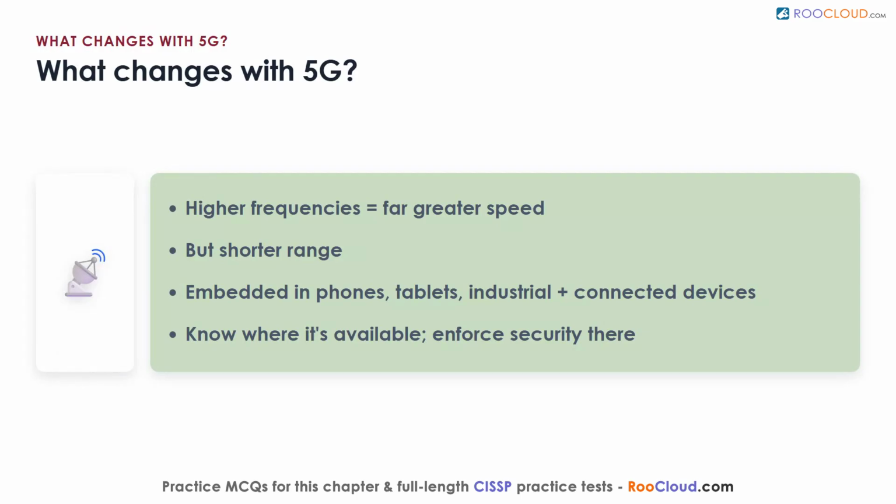What changes with the 5th generation? It reaches for much higher speed. By using higher radio frequencies than earlier generations, it delivers dramatically faster transmission, though those higher frequencies do not travel as far. You will increasingly find it embedded not just in phones and tablets, but in industrial control systems and connected devices. That spread is exactly why it matters to you. As this generation shows up in more corners of the business, your team needs to know where it is available and enforce security requirements on those communications. Picture a new express lane that is blazingly fast, but only covers shorter stretches, so you plan around its reach.